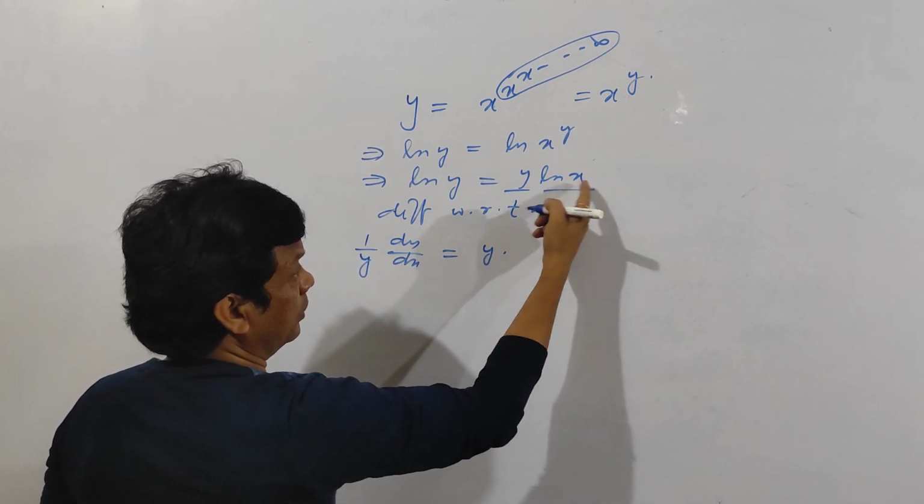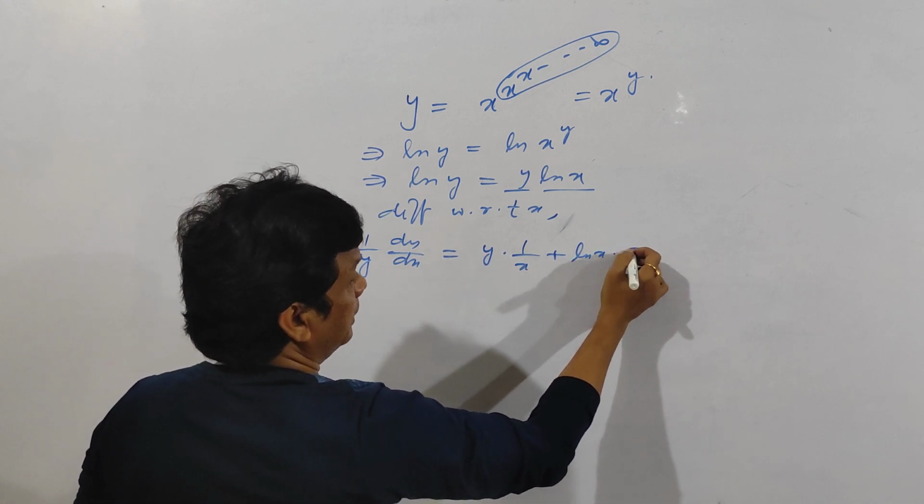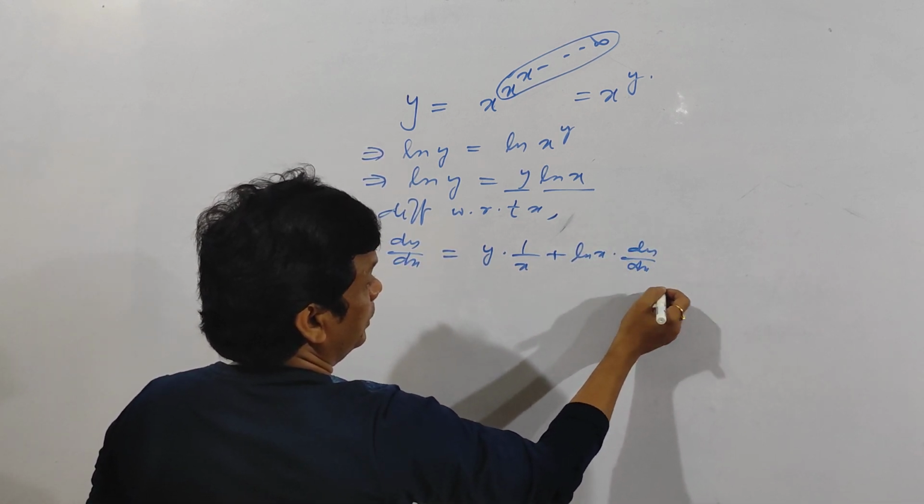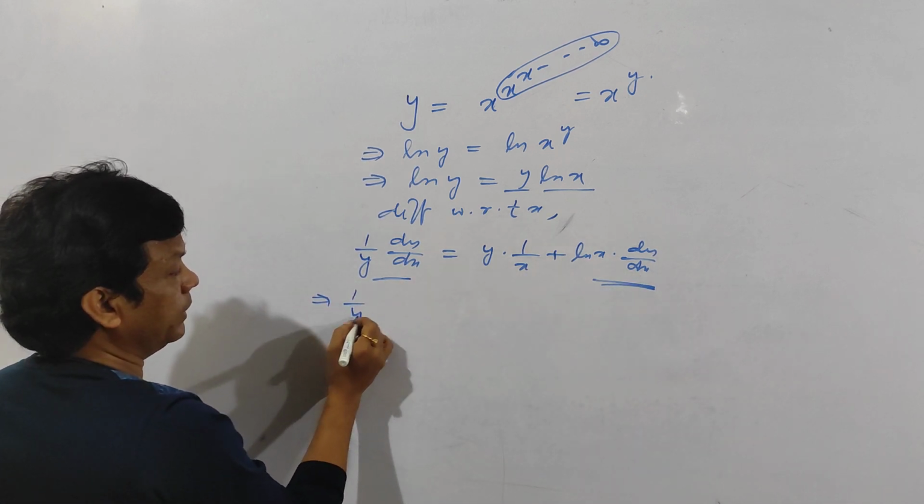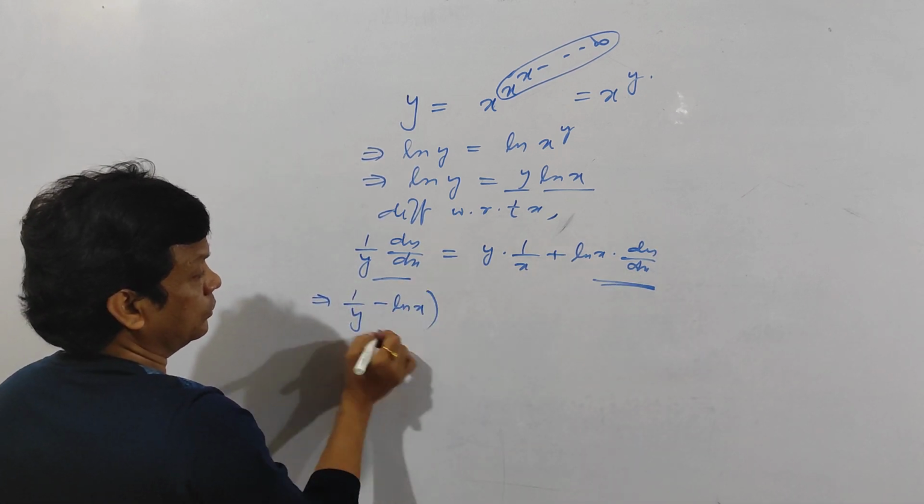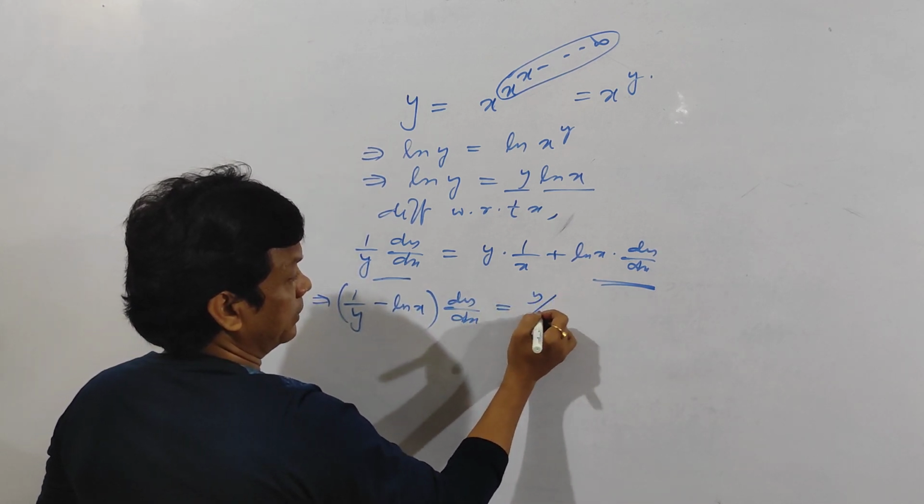If y is constant, the derivative of log x is 1 by x, so ln x is there, and the derivative of y is dy by dx. Here it is dy by dx, here it is dy by dx. Take it to one side. So (1 by y minus ln x) whole into dy by dx. I am taking the common. So it is equal to y by x.